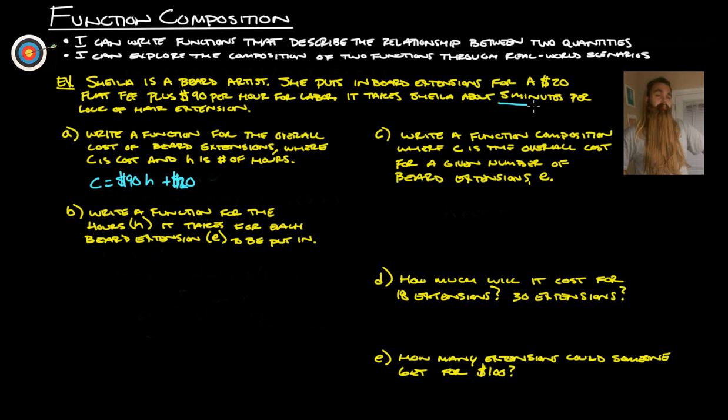Okay. B, write a function for the hours H it takes for each beard extension E to be put in. Okay, so it says 5 minutes per lock of hair extension, beard extension, really. But think about it, it takes 5 minutes, right? So 5 minutes, and there are 60 minutes in every hour, right? So if we do 5 over 60, that reduces down to 1/12. Okay, so it takes her 1/12 of an hour per extension, right?